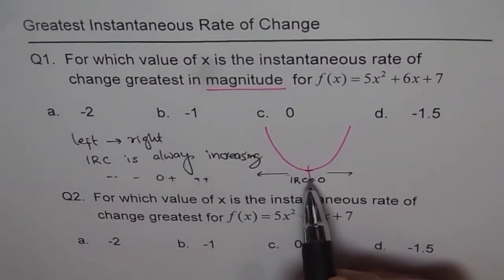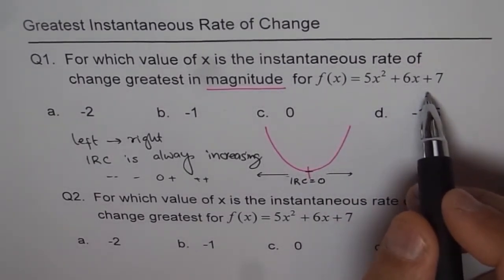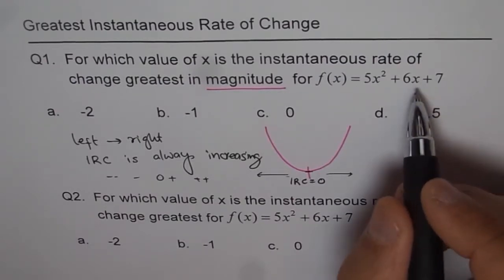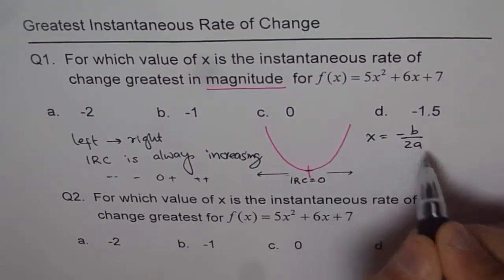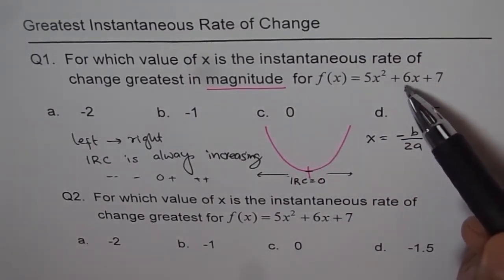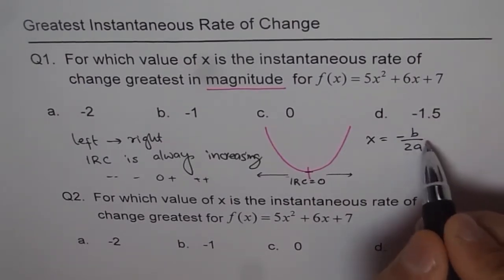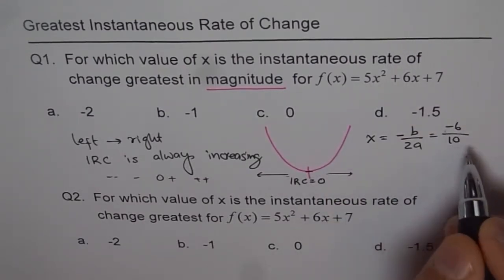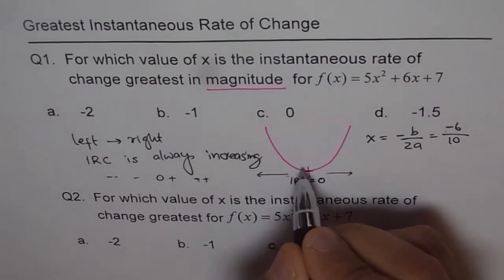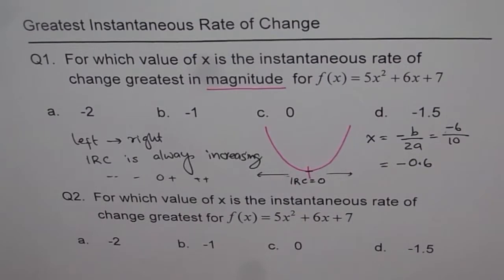So let's figure out where this vertex is. The vertex can be found by completing the squares, which is a lot of work, or you can find it by the formula minus b by 2a. When you do completing the squares, you first factor out 5, so it will be 6 over 5, and then half of it, so minus b by 2a is what your vertex is. In this case, minus 6 divided by 2 times 5, which is 10. So we have the vertex at x equals minus 0.6. That is the value of our vertex.